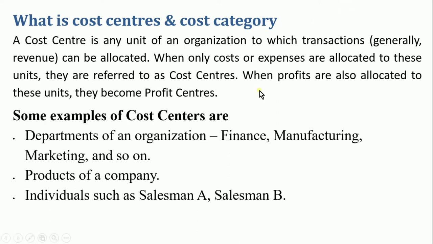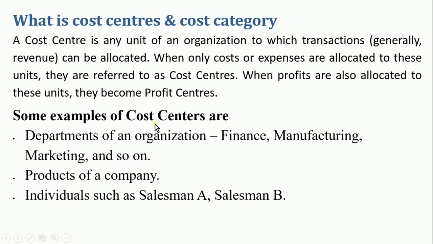When only costs or expenses are allocated to these units, they are referred to as cost centers. When profits are also allocated to these units, then they become profit centers. Okay, cost center, profit center.